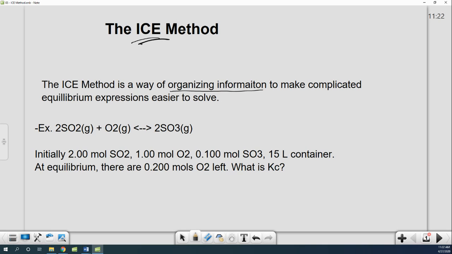So, for example, we've got two SO2s in gas. We've got O2 as a gas, and it's in equilibrium with two SO3s. So there's our balanced equation. It's all in equilibrium with each other. Here's the information you know.